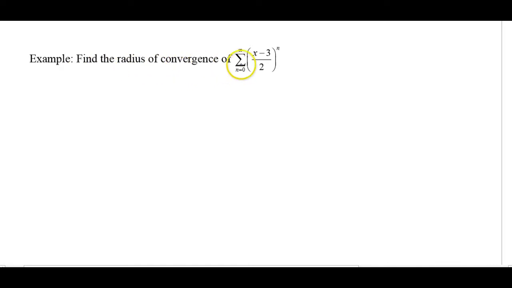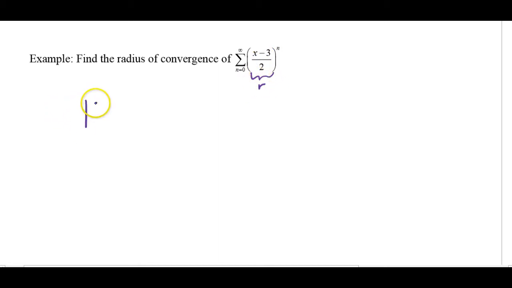Find the radius of convergence for the sum of n equals 0 to infinity of (x minus 3 over 2) all raised to the n. The key in recognizing that we can apply the geometric series test is that the c sub n value is constant. There's really that 1 here. So the only way this can converge is if r, this whole quantity here, has absolute value less than 1.